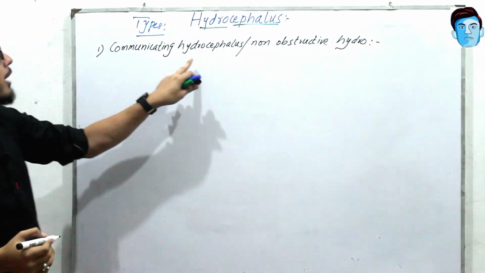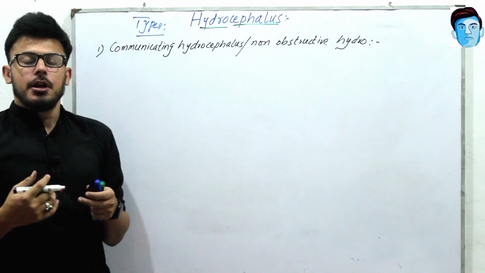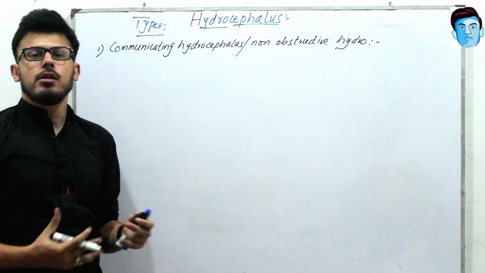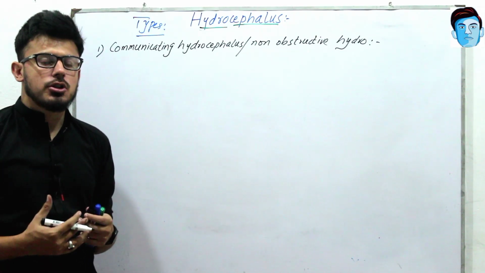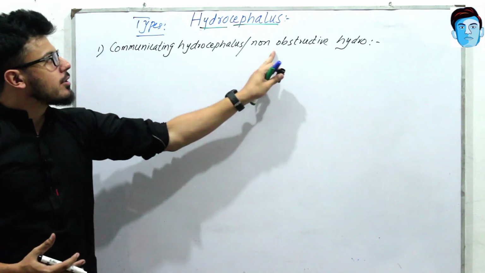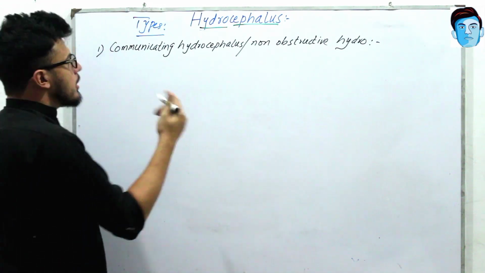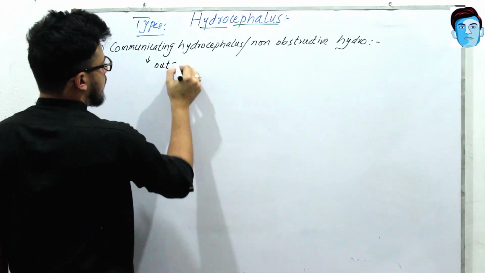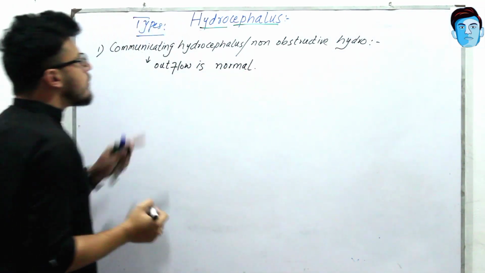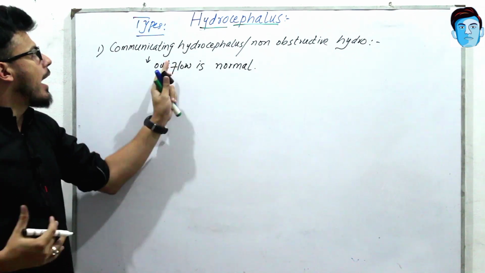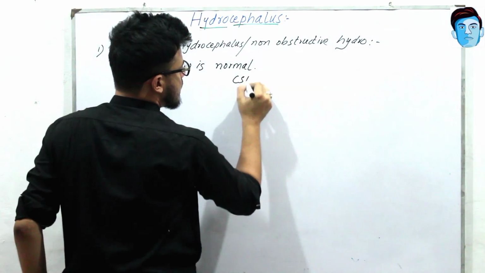Now, communicating hydrocephalus means that the ventricles, that is the lateral ventricle, third ventricle and fourth ventricle, are communicating with each other. It means there is no obstruction here, so there is no obstruction in the flow of CSF. That is why it is termed non-obstructive hydrocephalus. So in communicating hydrocephalus, the outflow is normal. If outflow is normal, what is the main reason behind communicating hydrocephalus? The main reason is overproduction of CSF.